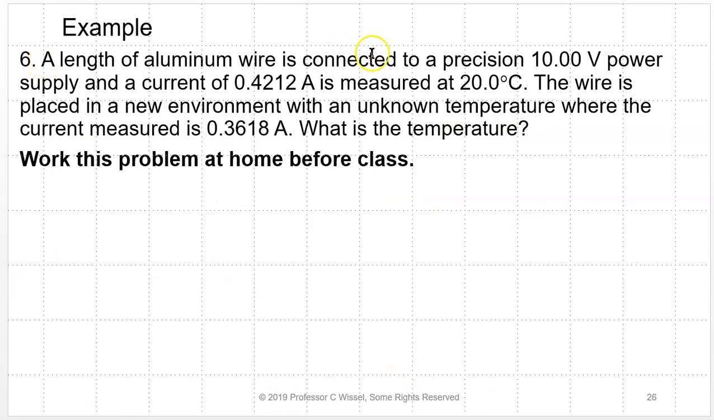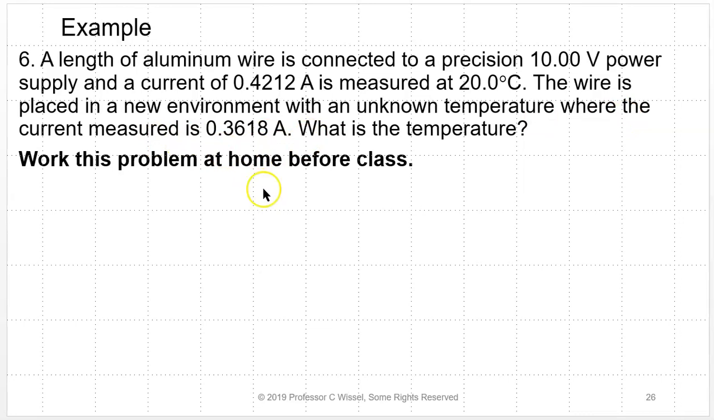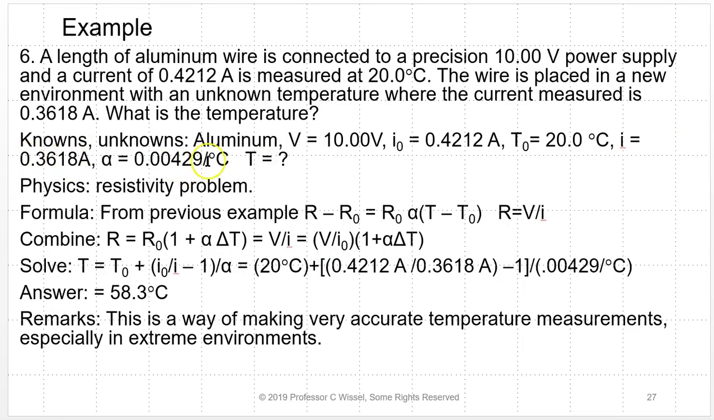Okay, a length of aluminum wire is connected to a precision 10-volt power supply and a current of 0.4212 amps is measured at 20 degrees C. The wire is placed in a new environment with an unknown temperature. The new current is now 0.3618 amps. What is the temperature?